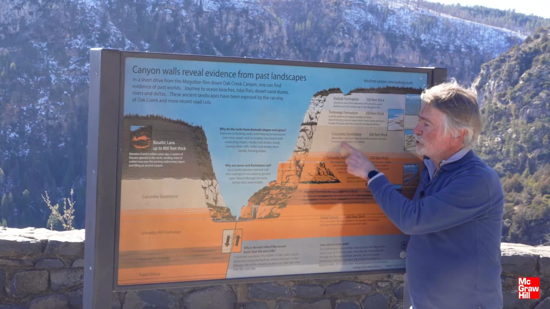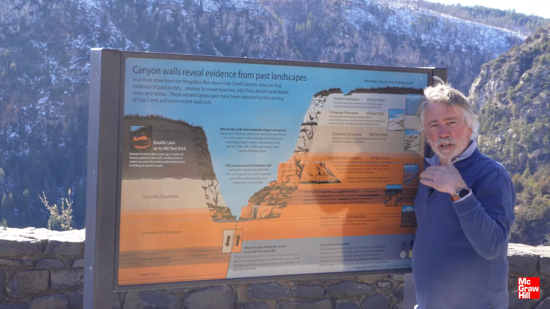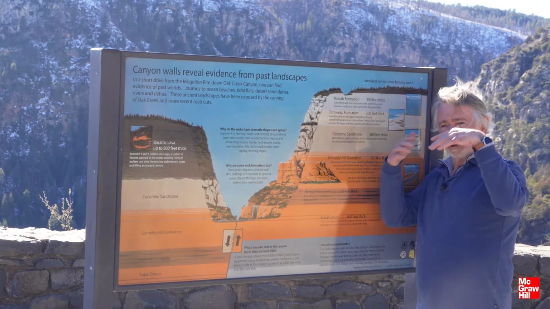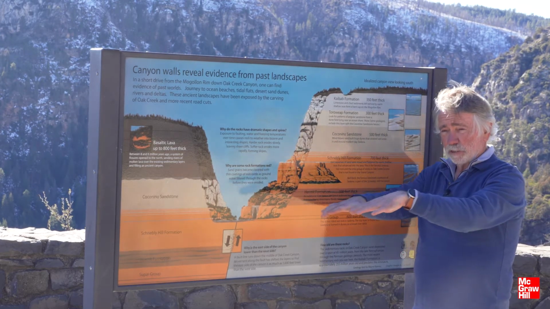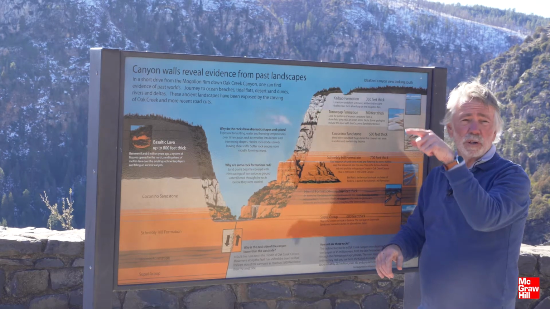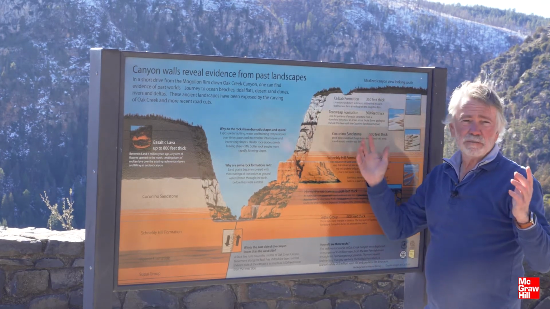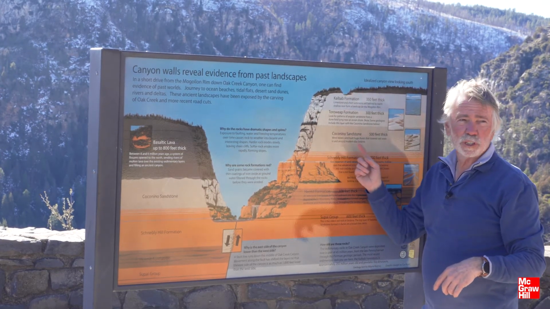The Coconino sandstone was deposited by the wind, and it has beautiful large-scale crossbeds. They're inclined off to the southeast, showing you that the wind was blowing in that direction 250-something million years ago when the Coconino was deposited.